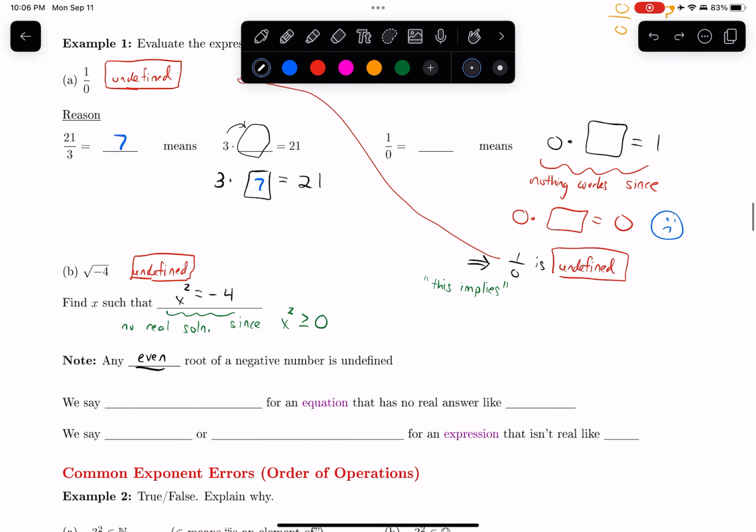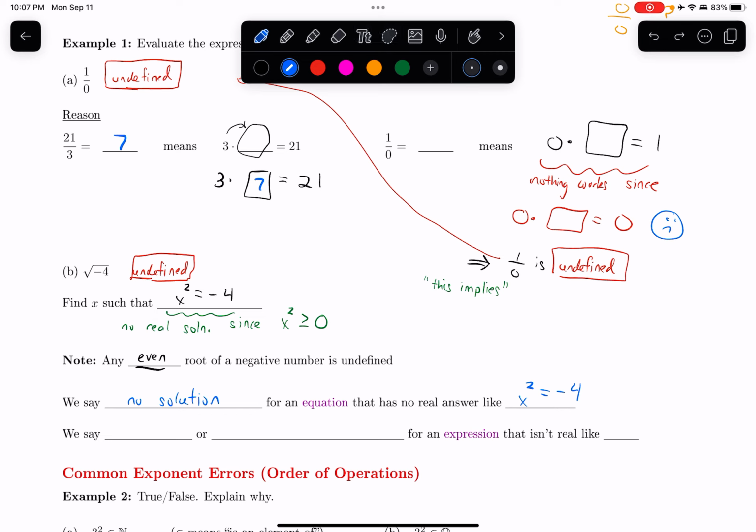Okay, and what I want to end this video with is drawing a distinction between two phrases that are often confused for one another. We say the phrase no solution for an equation, something that has an equal sign, that has no real answer, like x squared equals -4. So if I have an equation I'm trying to solve, and there's no real answer, we say there's no solution.